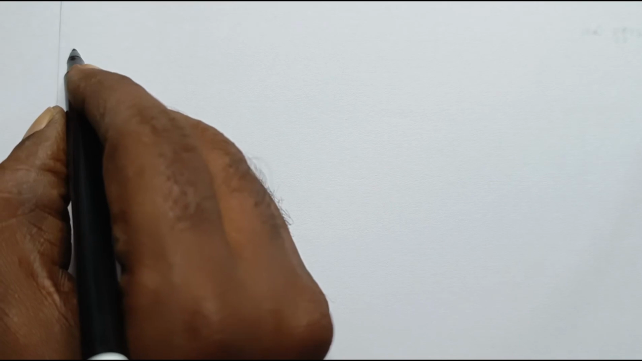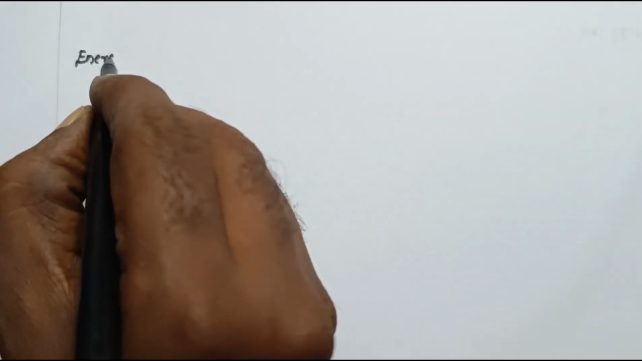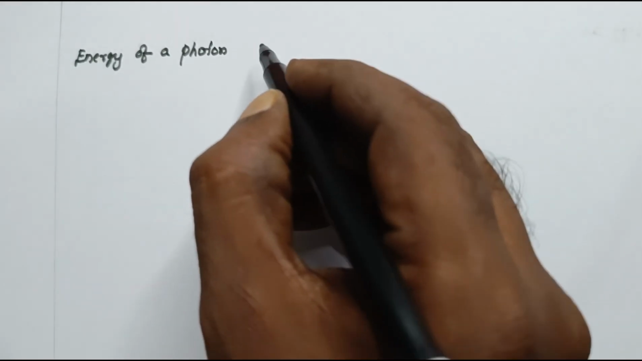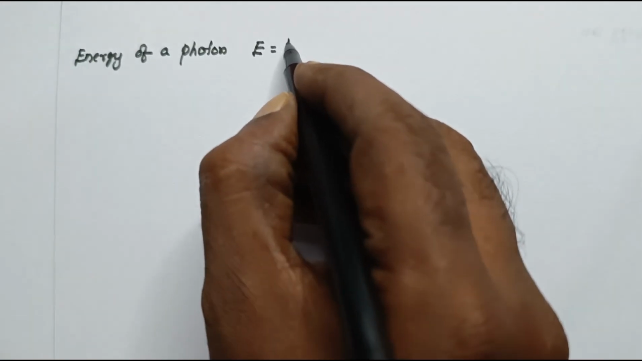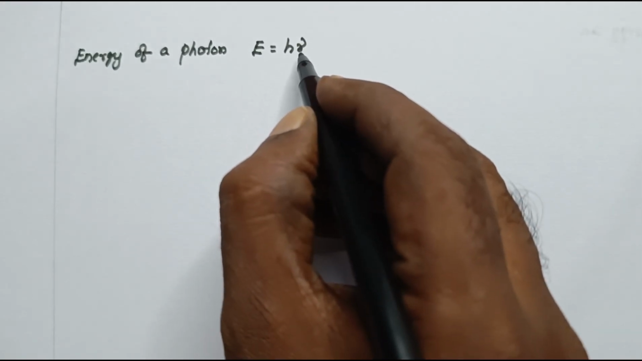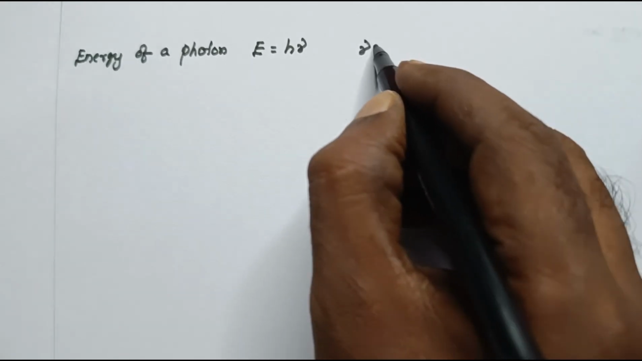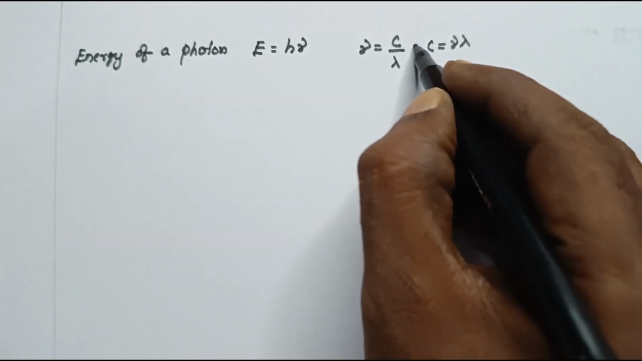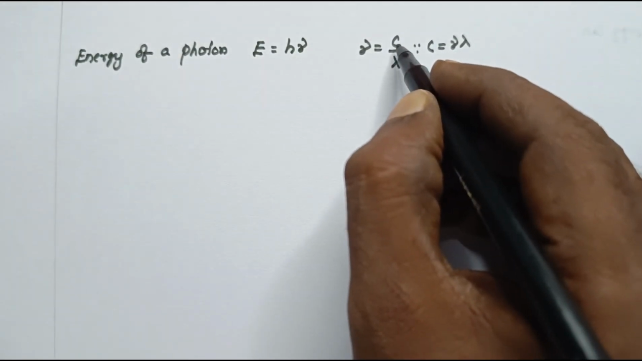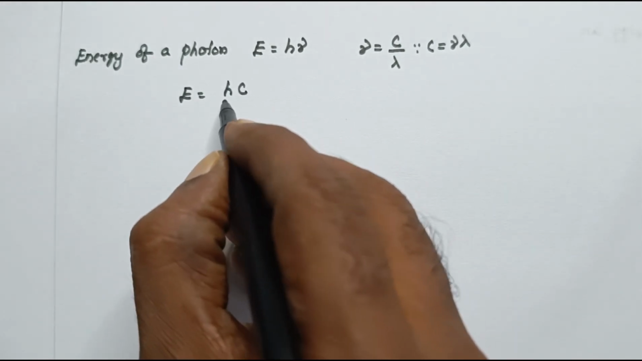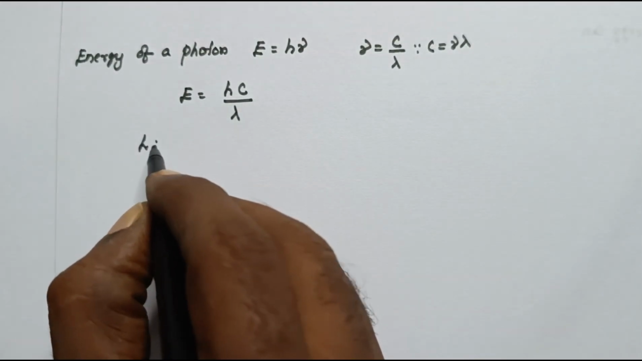First, let us see how to calculate the energy of a photon. Energy of a photon can be calculated by using the formula E is equal to h nu. Here E is the energy of the photon, h is the Planck's constant and nu is the frequency. Nu can be written as c by lambda. This is from c is equal to nu lambda. Here c is the speed of electromagnetic wave in free space. We know the value of c. Therefore, E is equal to h c by lambda.